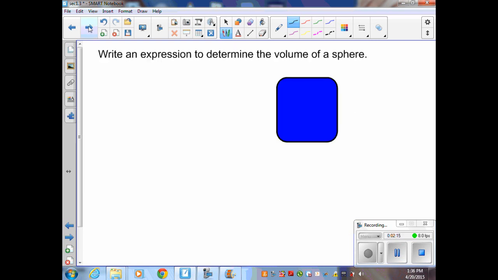Our next problem, we want to write an expression to determine the volume of a sphere. Well, first of all, we have to know what the formula for the volume of a sphere is. We can use a computer and use a search engine to figure that out. And it turns out the volume is V equals 4/3 pi r cubed. Now we have to know, well, what are these variables? V represents the volume, R represents the radius, and pi is short for a representation value of 3.14, approximately.